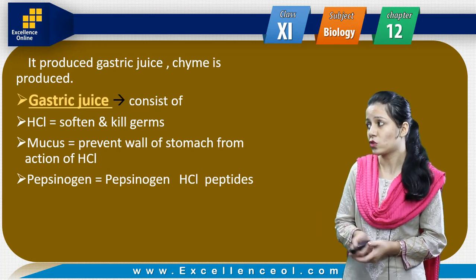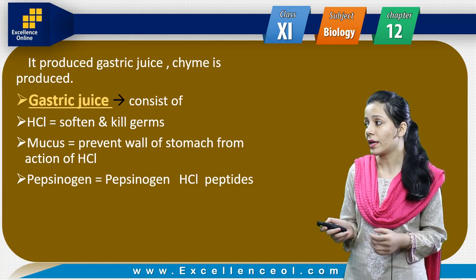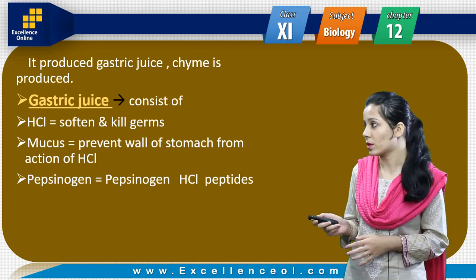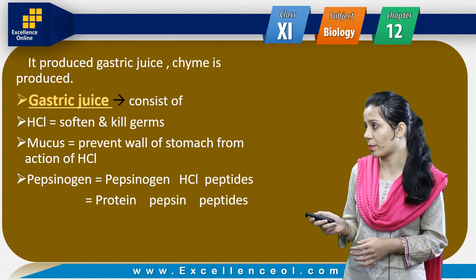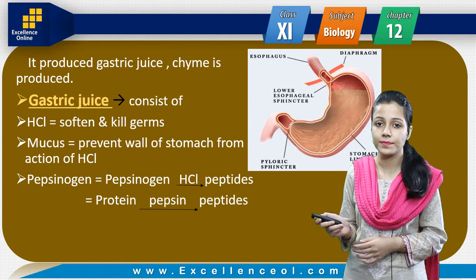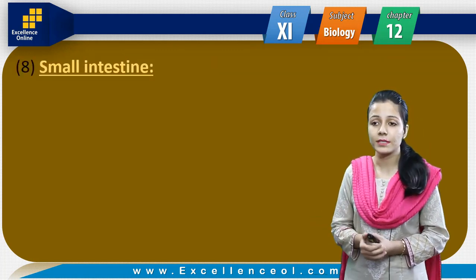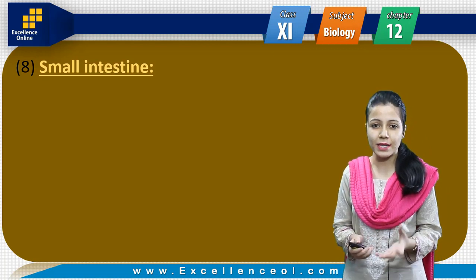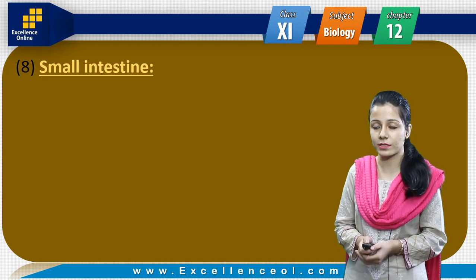It also consists of pepsinogen. Pepsinogen is basically an inactive enzyme. When it comes under the action of HCl, it is converted into pepsin. The action of pepsin is to digest protein into peptides. Then from the stomach, the chyme, a paste-like material, is passed into the next stage, that is, the small intestine.